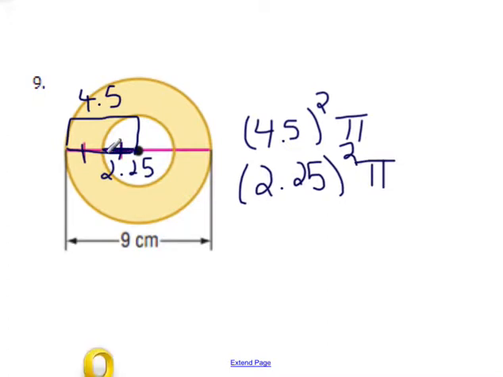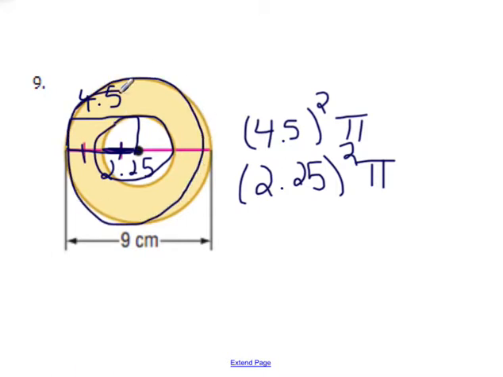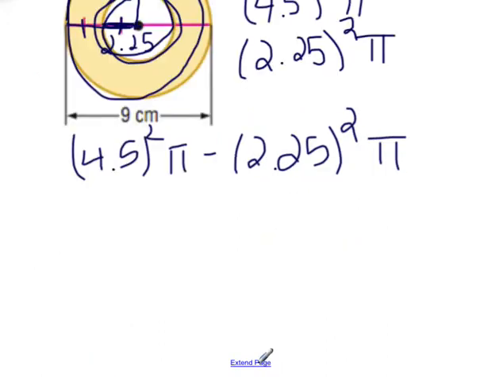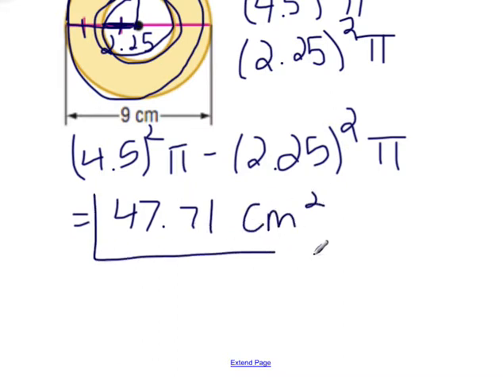circle. Now to get the area of the shaded region, we're going to take the big circle's area and subtract the area of the smaller circle. So I'm going to do 4.5 squared pi minus 2.25 squared pi. We're going to subtract those, and when you subtract those, you end up getting 47.71 centimeters squared. Again, calculating that on your own will help.